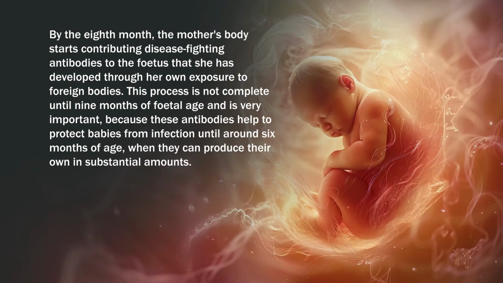Usually, when we talk about the mother and child relationship, the child takes the nutrients from the mother's body, because the digestive system of the child in the 8th month is still too immature. And at the same time, in the 8th month, the mother's body also contributes disease-fighting antibodies to the fetus, because she has developed those through her own exposure to foreign bodies, and that is how the baby is born with different antibody-fighting agents, and that is how they develop immunity in the first place. Now, this process is not complete until 9 months of fetal age and is very important, because these antibodies help to protect babies from infection until around 6 months of age, when they can produce their own in substantial amount.